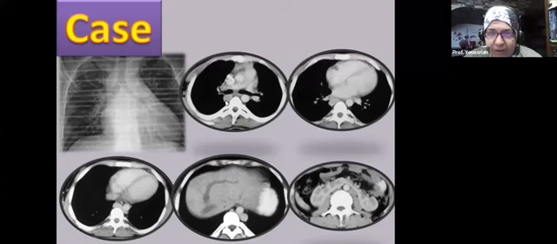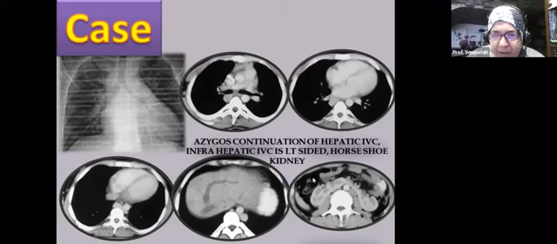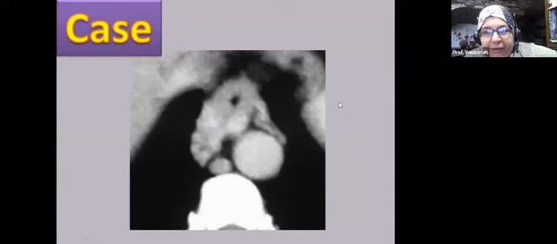The azygos is seen here, and in the next image it is seen also, and then it crosses to the other side, joining the hemiazygos. Below the diaphragm, at the level of the upper liver, we don't see the IVC. There is no hepatic IVC here. There is an aberrant vessel inside the liver, and now the infrahepatic IVC, as you see in the next image, is on the left side of the aorta, not the right. Also, what is this? This is an azygous continuation of the hepatic IVC. And the infrahepatic IVC is on the left side.